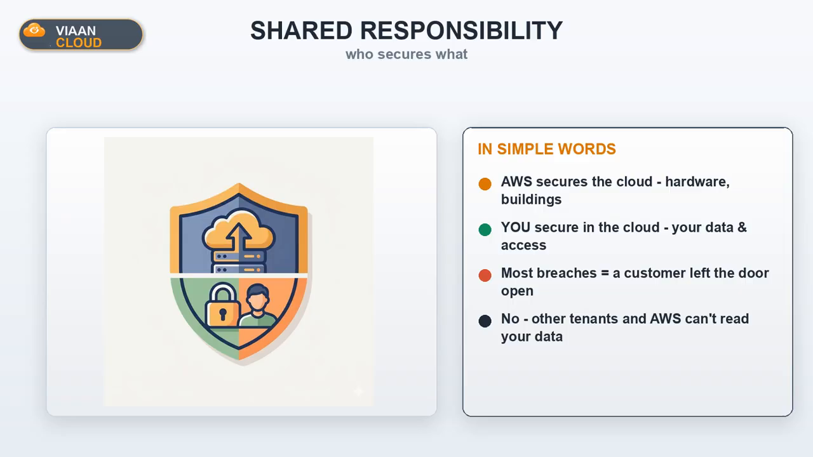Security on AWS is split, like a rented apartment. AWS secures the building, the hardware, and the data centers. You secure what's inside, your data, and who you give the keys to. And to be clear, other customers can't see your data, and neither can AWS. Almost every breach you read about is a tenant who left their own door unlocked.